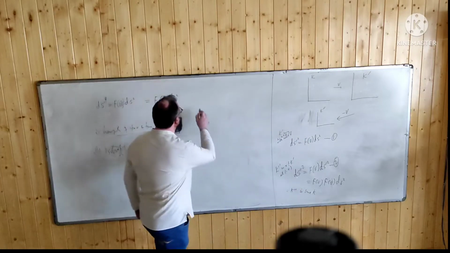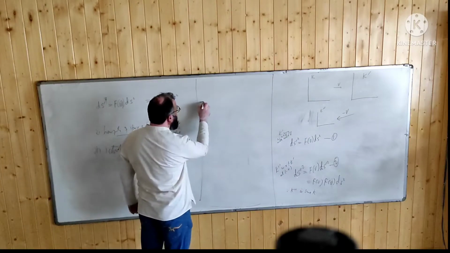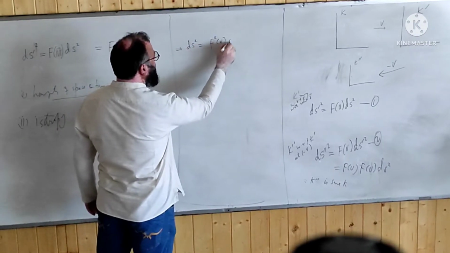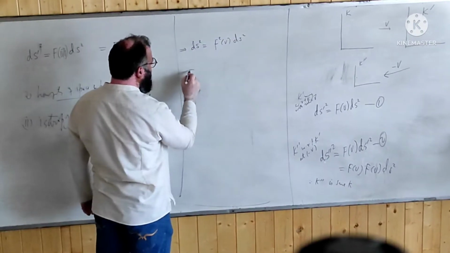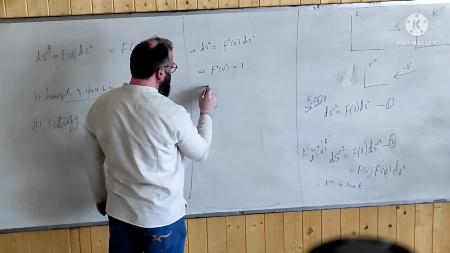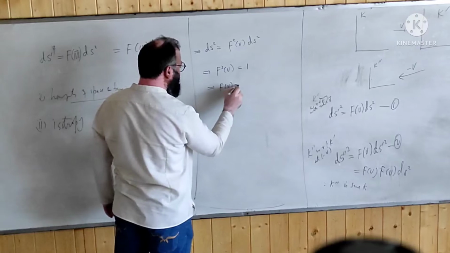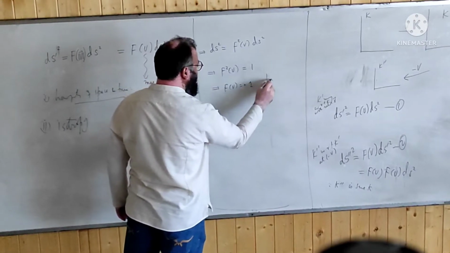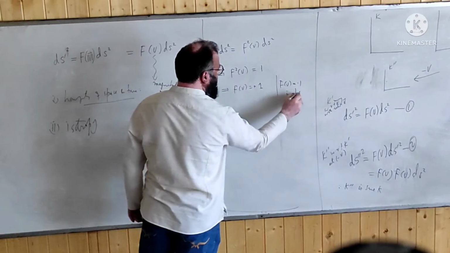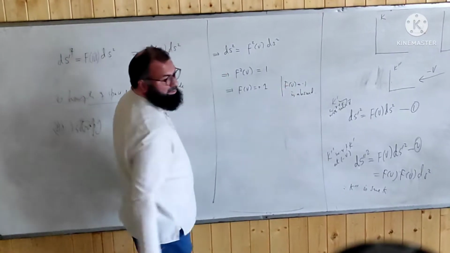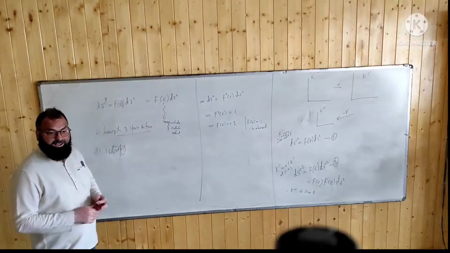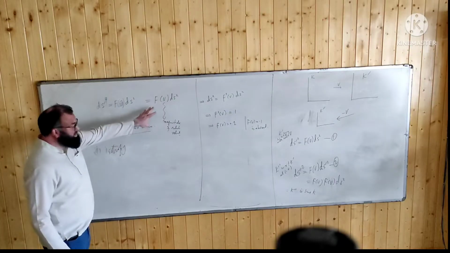So which implies that I simply have ds square is equal to f square v times ds square. So what does it give me? Which implies f of v is 1 plus 1. Okay, f of v equal to minus 1 is absurd. We can verify this conclusion another way. Now f of v is 1.